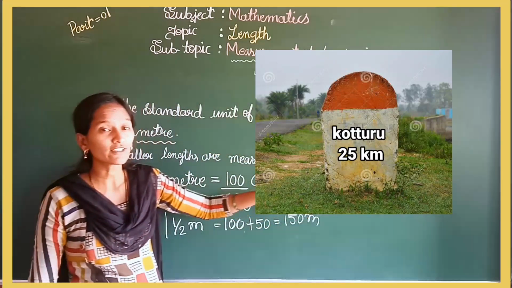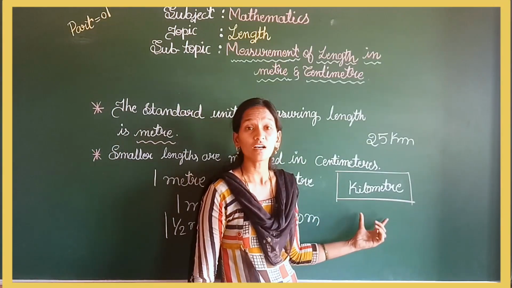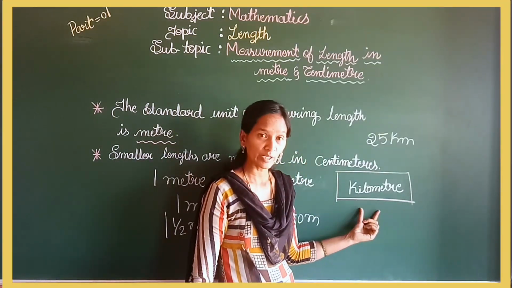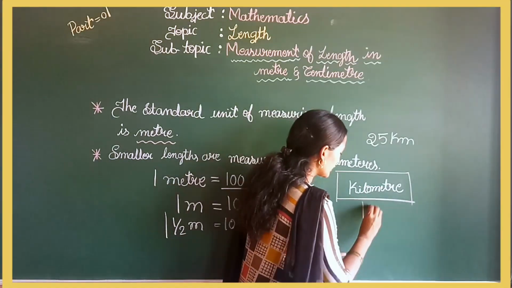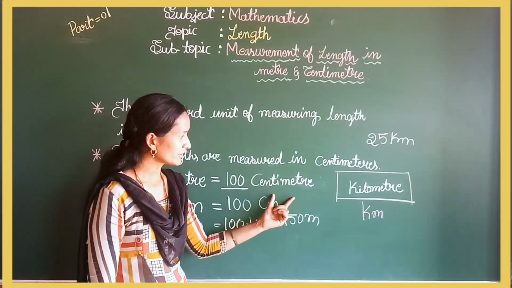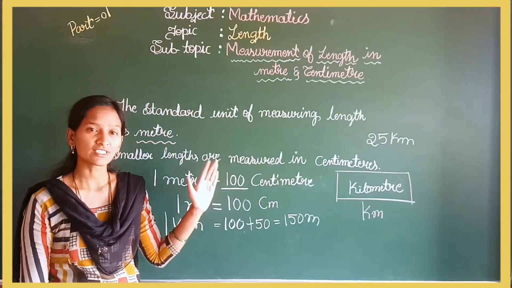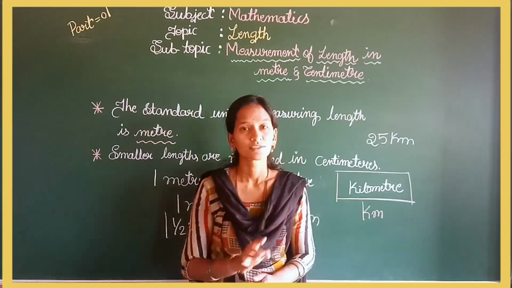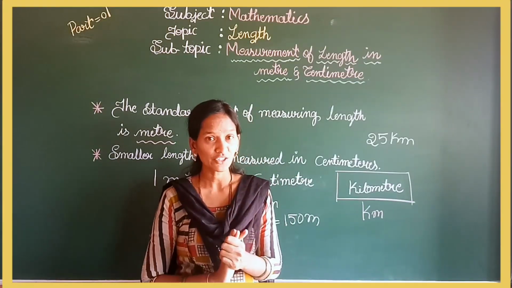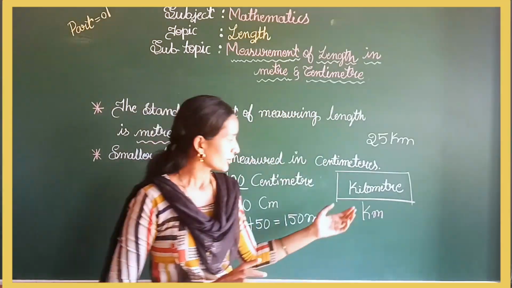So this is also one of the standard units of measuring length. Students, the distance between two cities, meaning a longer distance, can be measured by using the kilometer. The short form of kilometer is km. So students, the centimeter, the meter and the kilometer are the standard units of measuring length. So my dear ones, in this class you learned two concepts: use of personal units, and measurement of length in meter and centimeter as well as in kilometer.